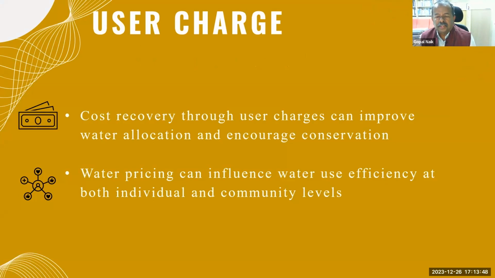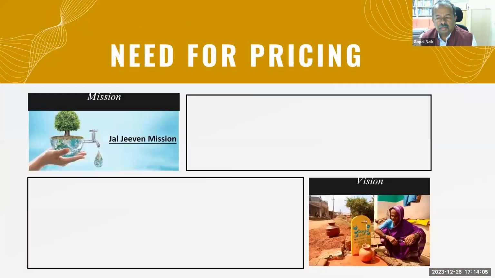And water pricing can influence water use efficiency at both the individual level as well as the community level. So therefore, at the individual level, when you are paying for it, then you will use it more judiciously. And that will also be at the community level, because at the community level, you are looking at balancing the budget.